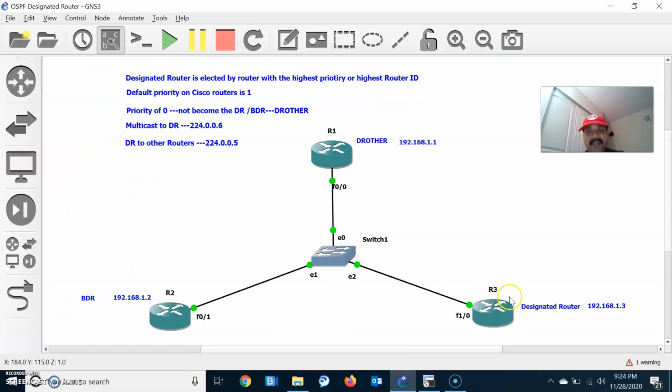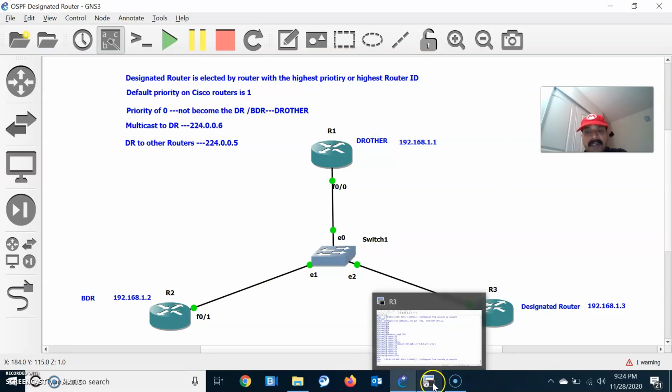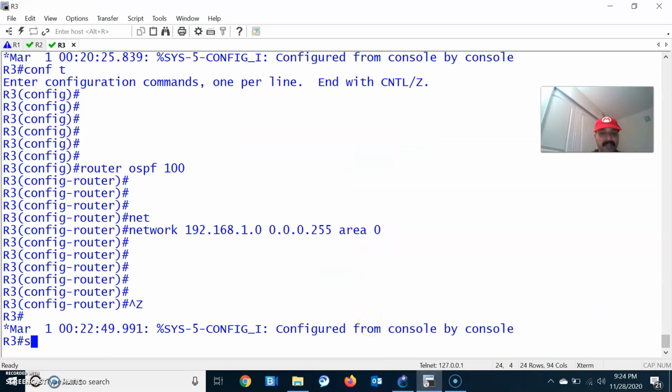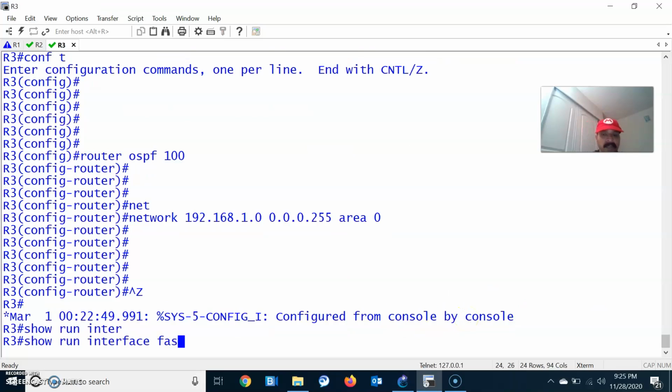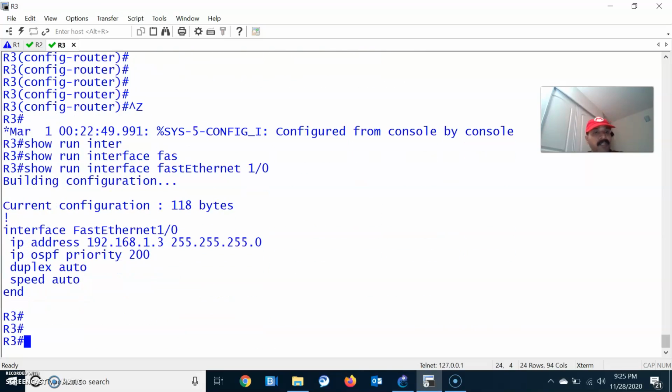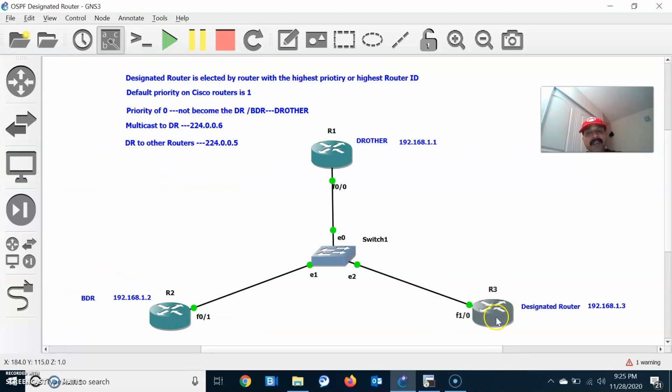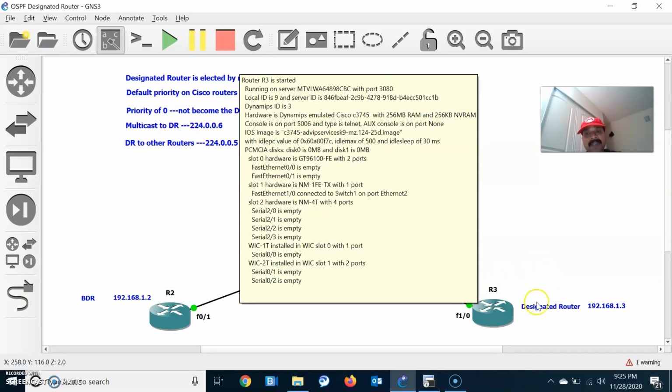So I have enabled the routing protocol OSPF, and this router I configured with the highest priority. We can set the priority with ip ospf priority. Let us see the priority value I have set in R3, because I want to elect R3 as the designated router. Show run interface FastEthernet 1/0. This router I configured with priority 200, because the default priority is always 1. So this router will be elected as the designated router because of the highest priority.